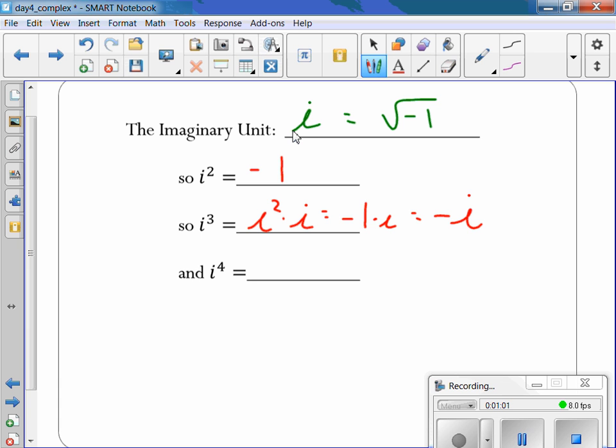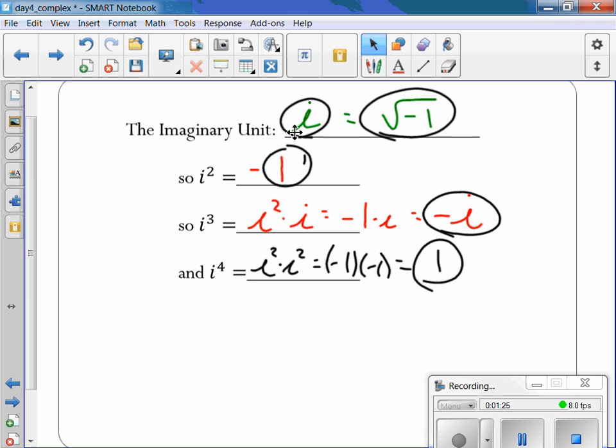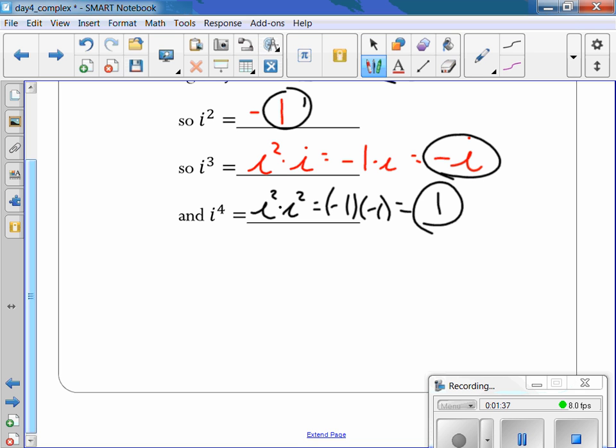So for my i to the fourth, I can rewrite it as i squared times i squared, which is what? So here, this is i to the fourth. What about i to the fifth? Again, use your law of exponents. I to the fourth is what? 1. 1 times i is just i. What about i to the sixth? Negative 1. What about i to the seventh? What about i to the eighth?